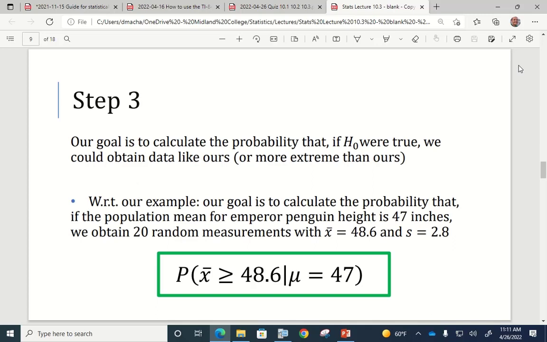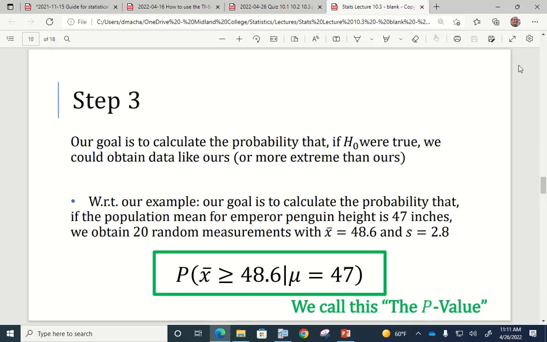And so like before, we're going to calculate this p-value. And that is just going to be the probability that if the population mean is actually exactly 47 inches, what is the probability that we obtain 20 random measurements from that process with a specific sample mean or a more extreme sample mean, a higher sample mean, and that sort of standard deviation.